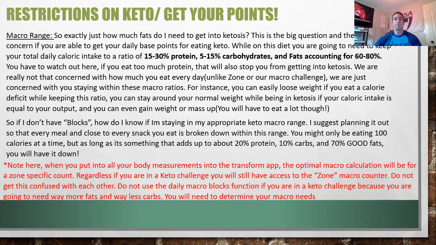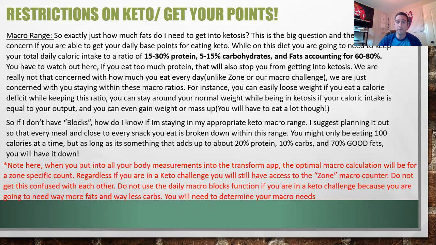Whoops. Okay, so what are the restrictions on keto? How am I going to get my points when I download the Transform app and I start this challenge thing, okay? So the biggest thing to do when you are eating keto is to stay within the macro ranges, okay? If you're thinking of your total daily caloric intake of no matter what you're eating, 15 to 30% should be protein, 5 to 15% should be carbs, and fat should be around 60 to 80% of your total caloric intake, okay? That's a very big difference from the typical American diet.